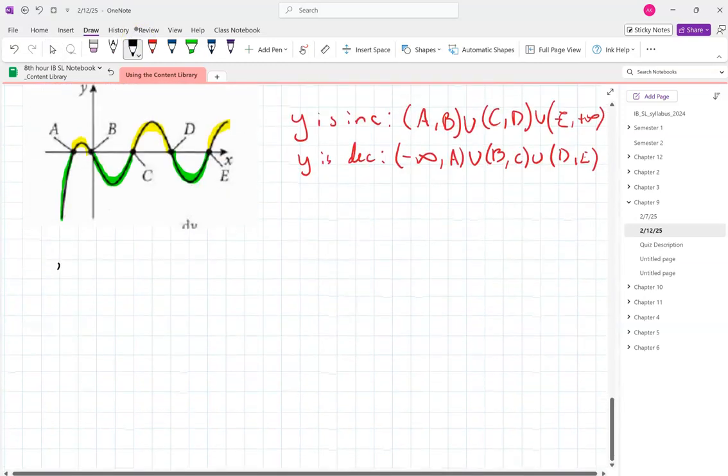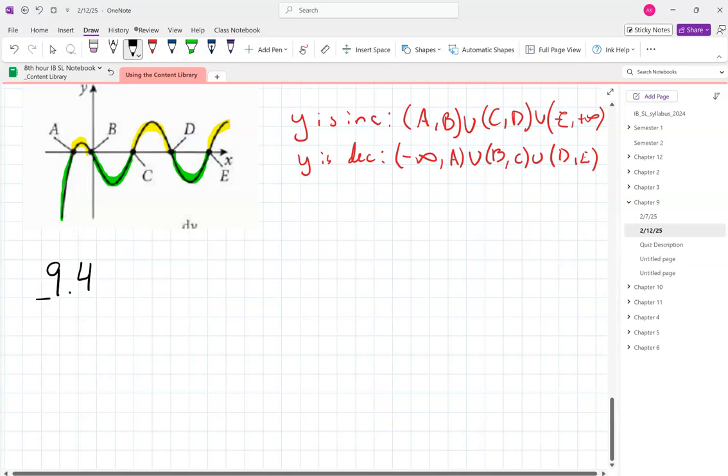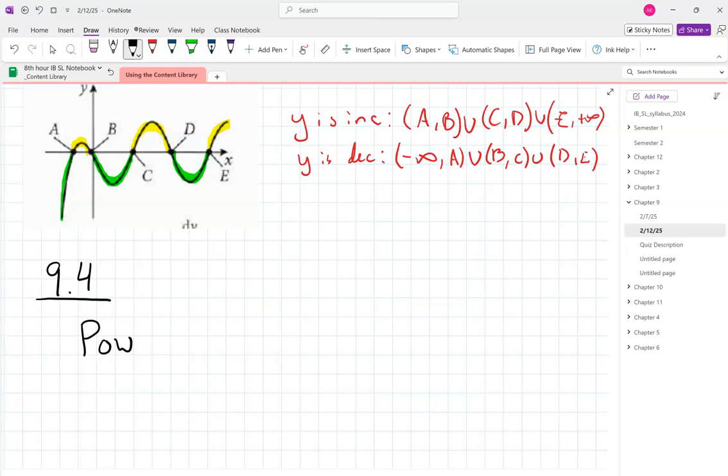Okay. Moving on to 9.4. We're going to now talk about how we actually compute a derivative. We have not yet done this. We're only going to have one rule for derivatives. If you were in like an AP class, you'd have a dozen or so. This one is called the power rule.